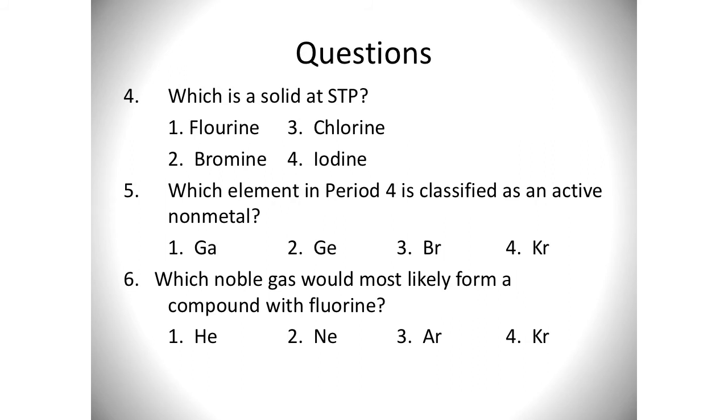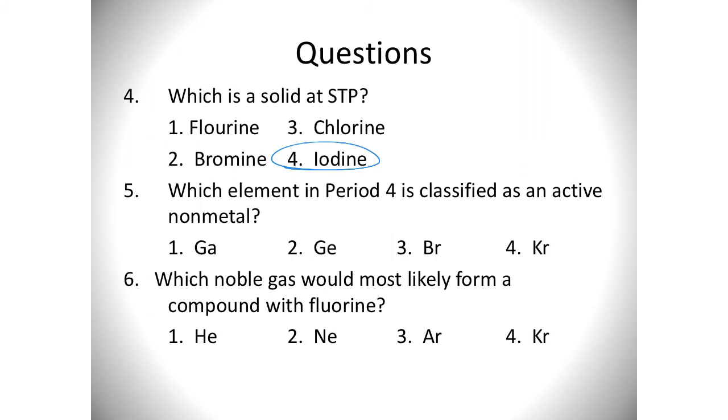Number 4, we do need to memorize what our physical states are at STP. So group 17 is the only group on the periodic table that contains all 3 phases at STP. My 2 lightest ones, fluorine and chlorine, are gases. Bromine is a liquid, and then iodine and At are solids. So that is my answer.